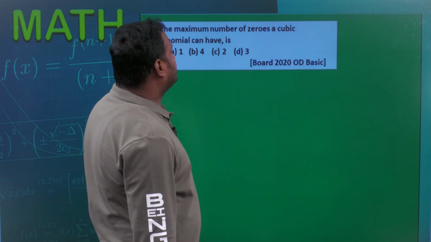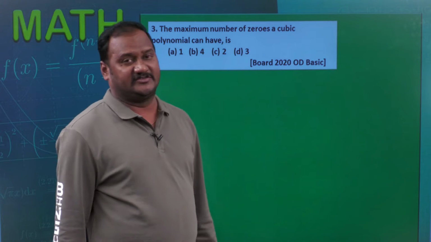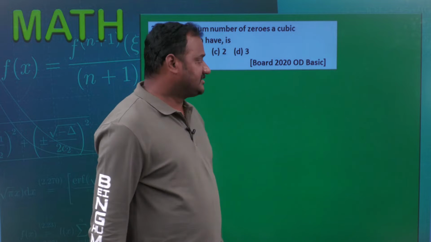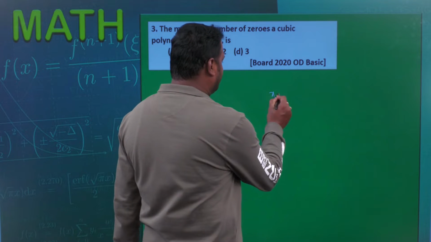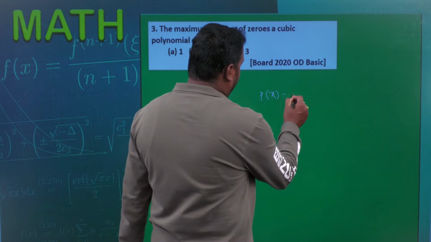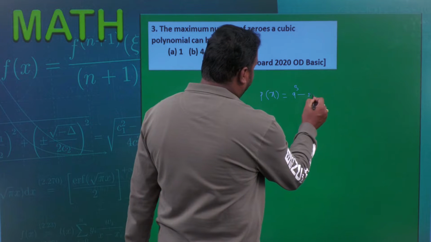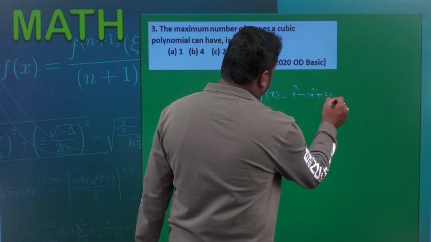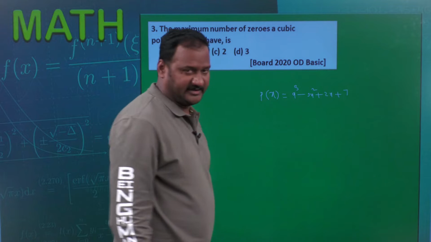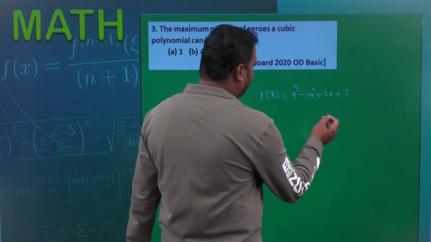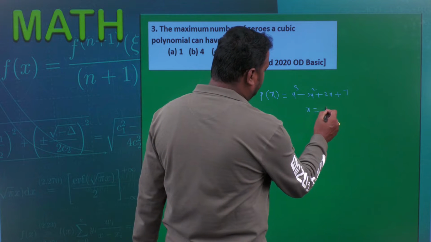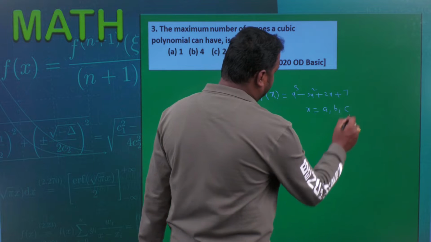The maximum number of zeros a cubic polynomial can have, just now we discussed this. Suppose I take a polynomial like p of x is equal to x cube minus 3x square plus 2x plus 7. This is one polynomial. So, this polynomial may have 3 zeros: x is equal to a, x is equal to b, x is equal to c.